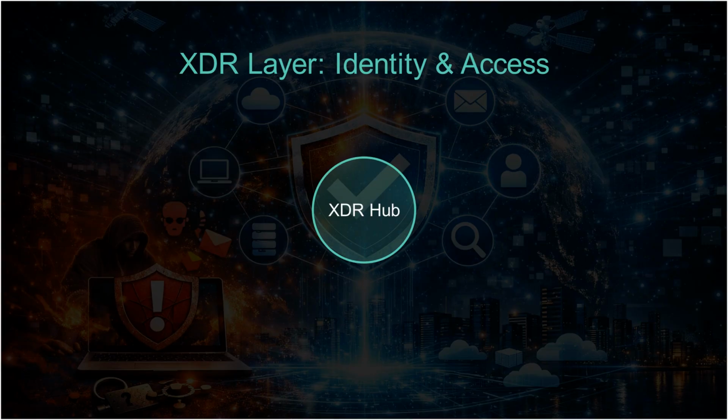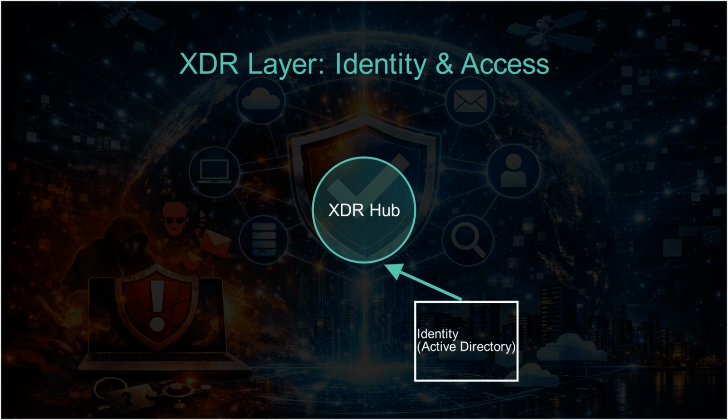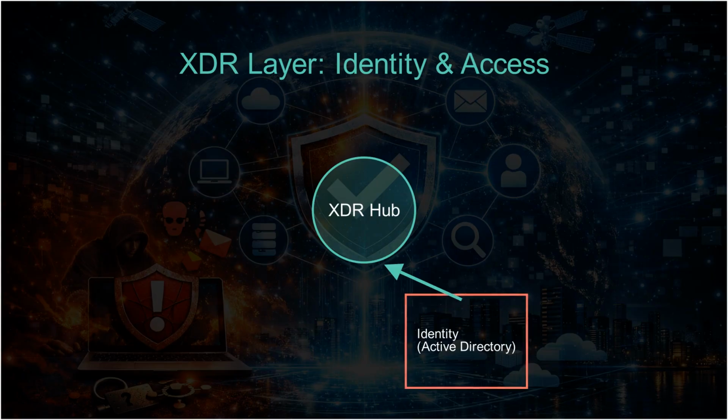Finally, we have the crucial layer of identity and access management. XDR monitors Active Directory and identity providers to watch for suspicious logins or privilege escalation. If an employee's credentials are stolen and used from a foreign country at 3 a.m., XDR immediately identifies the anomaly.